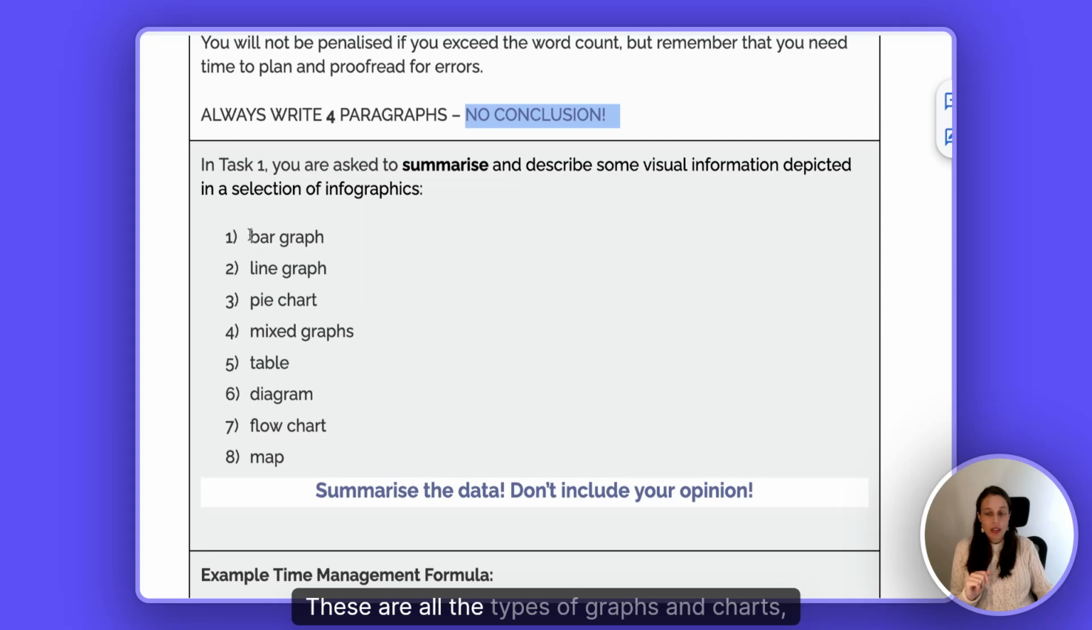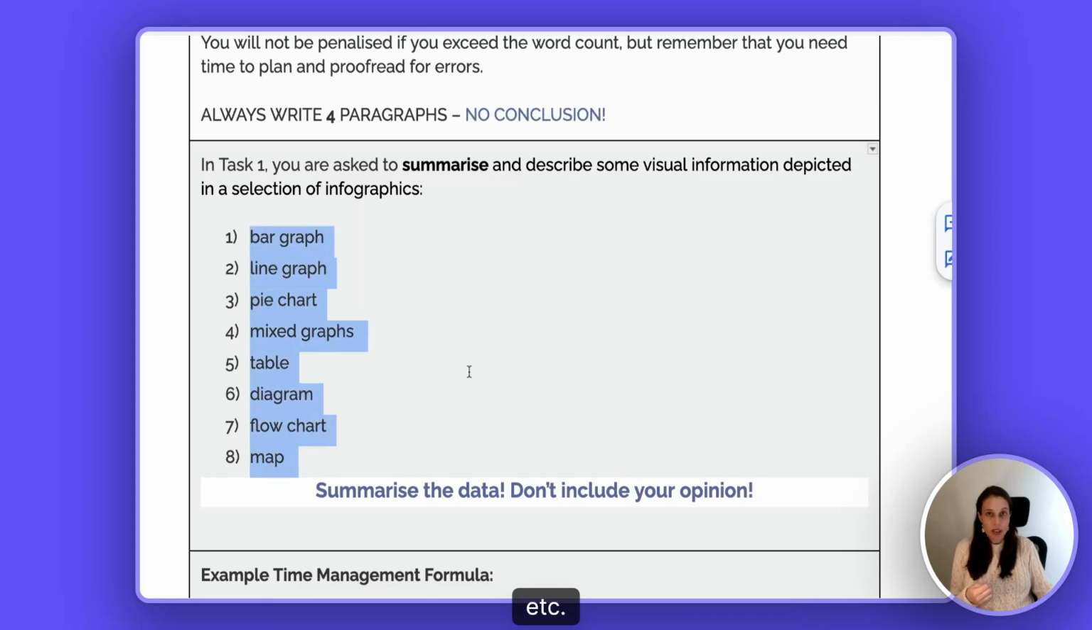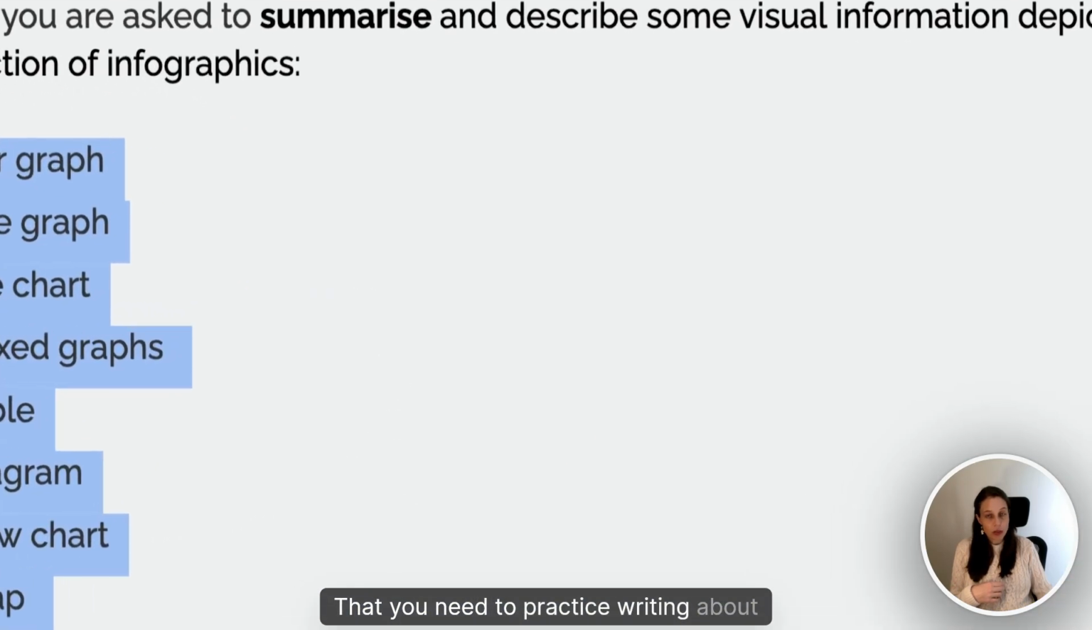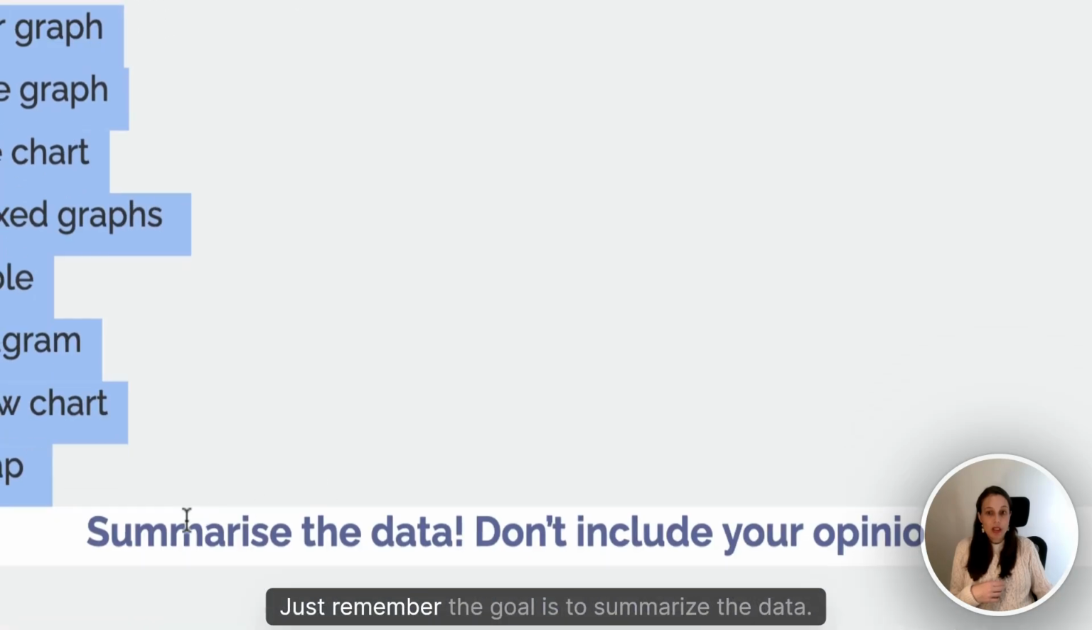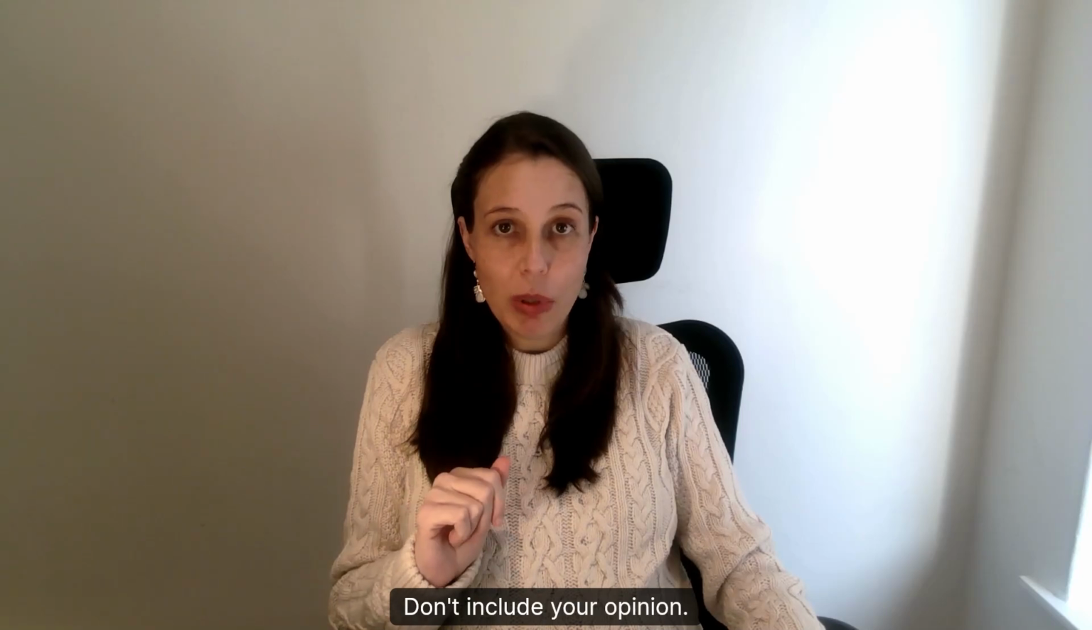These are all the types of graphs and charts, etc. that you need to practice writing about for Task 1. Just remember, the goal is to summarize the data. Don't include your opinion.